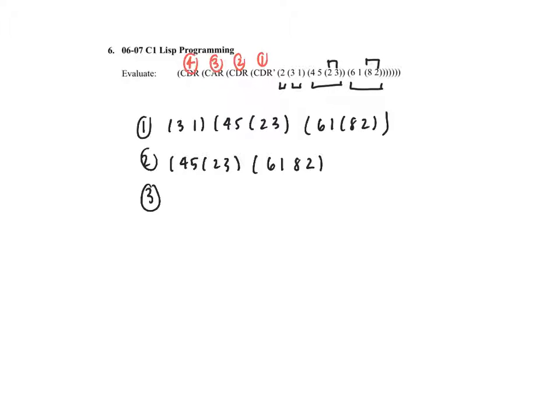The third step is CAR. So now we're going to grab the first term. So now we have 4, 5, parentheses 2, 3.